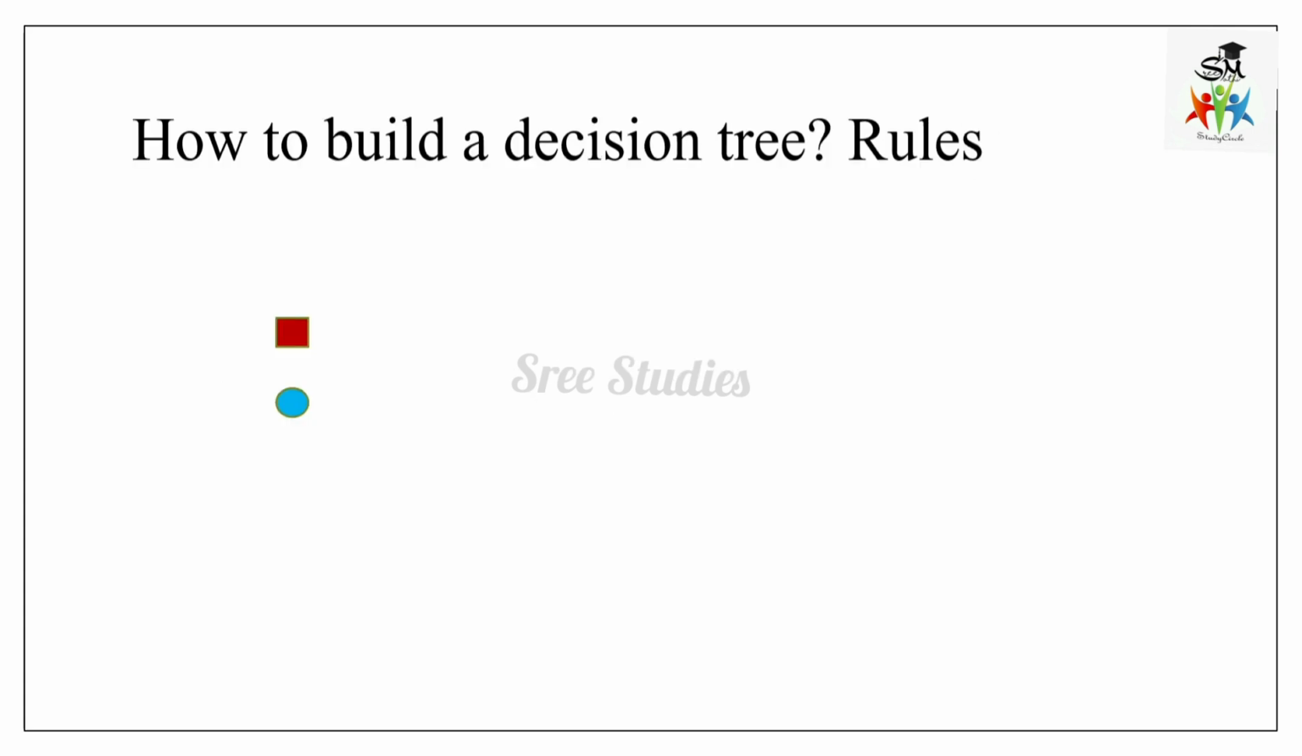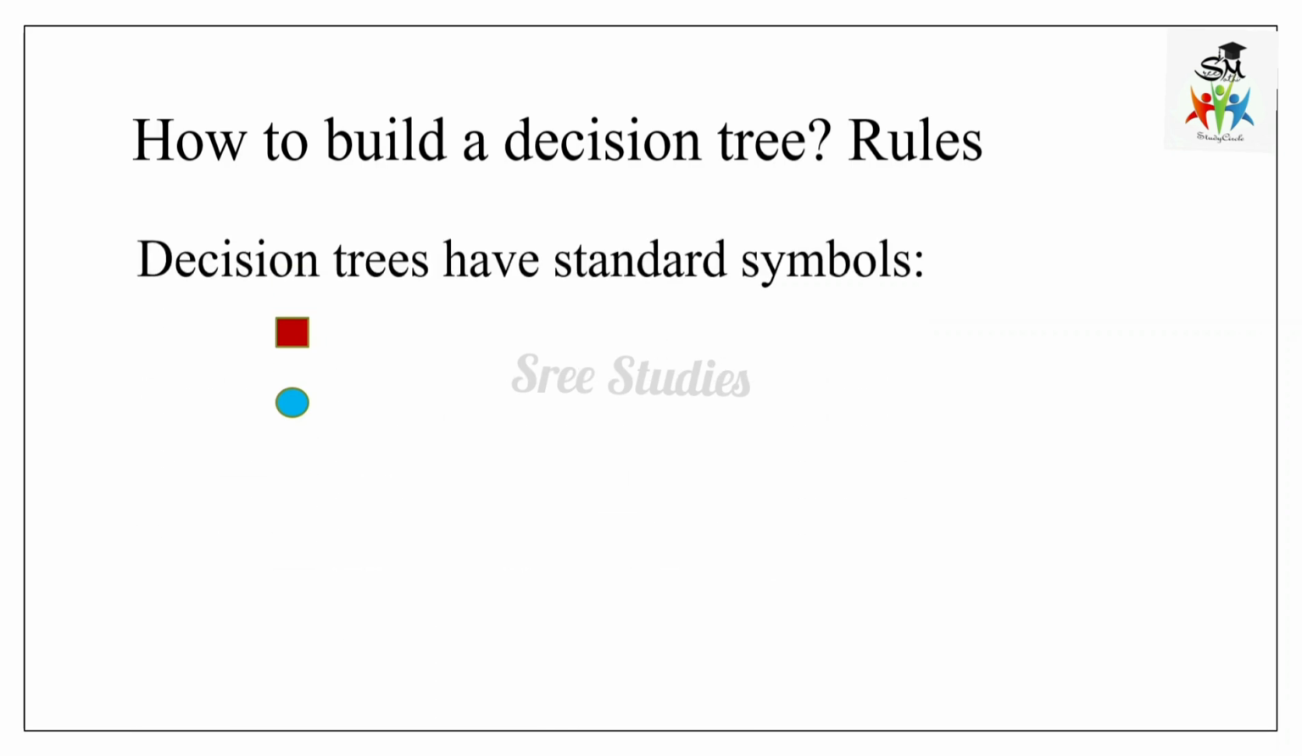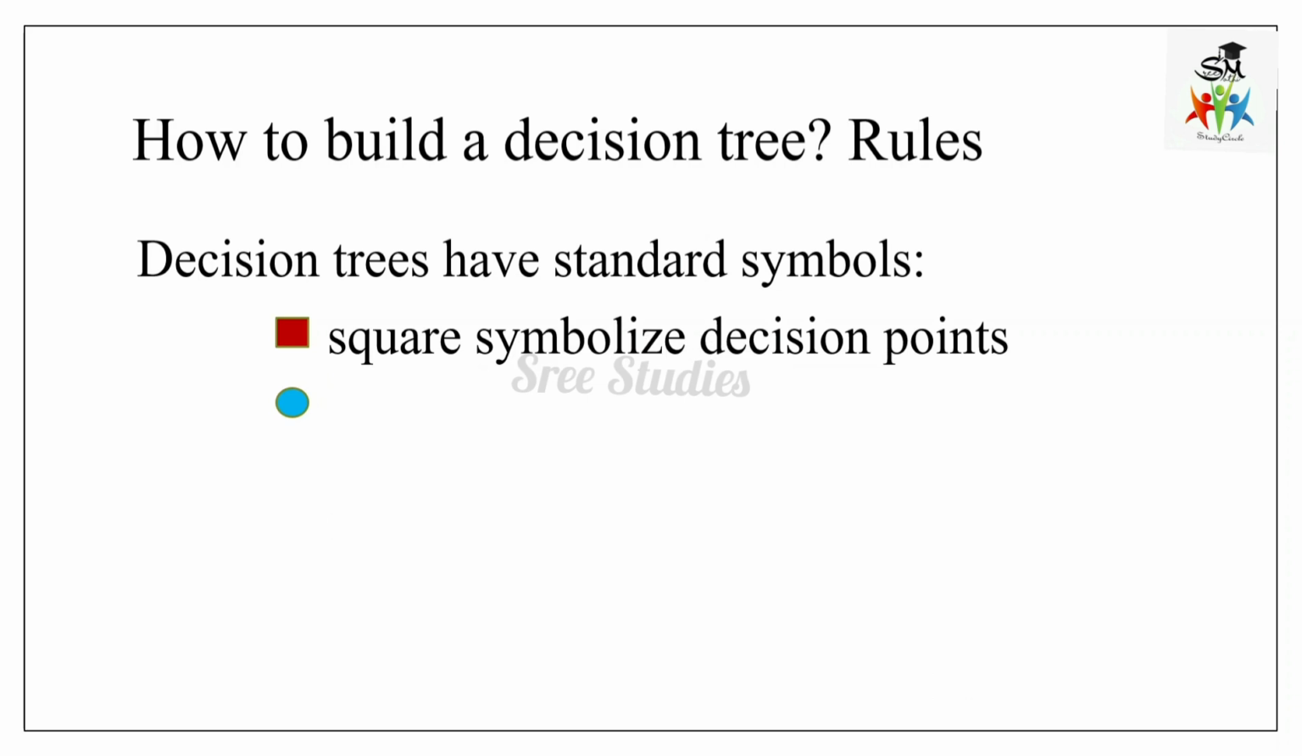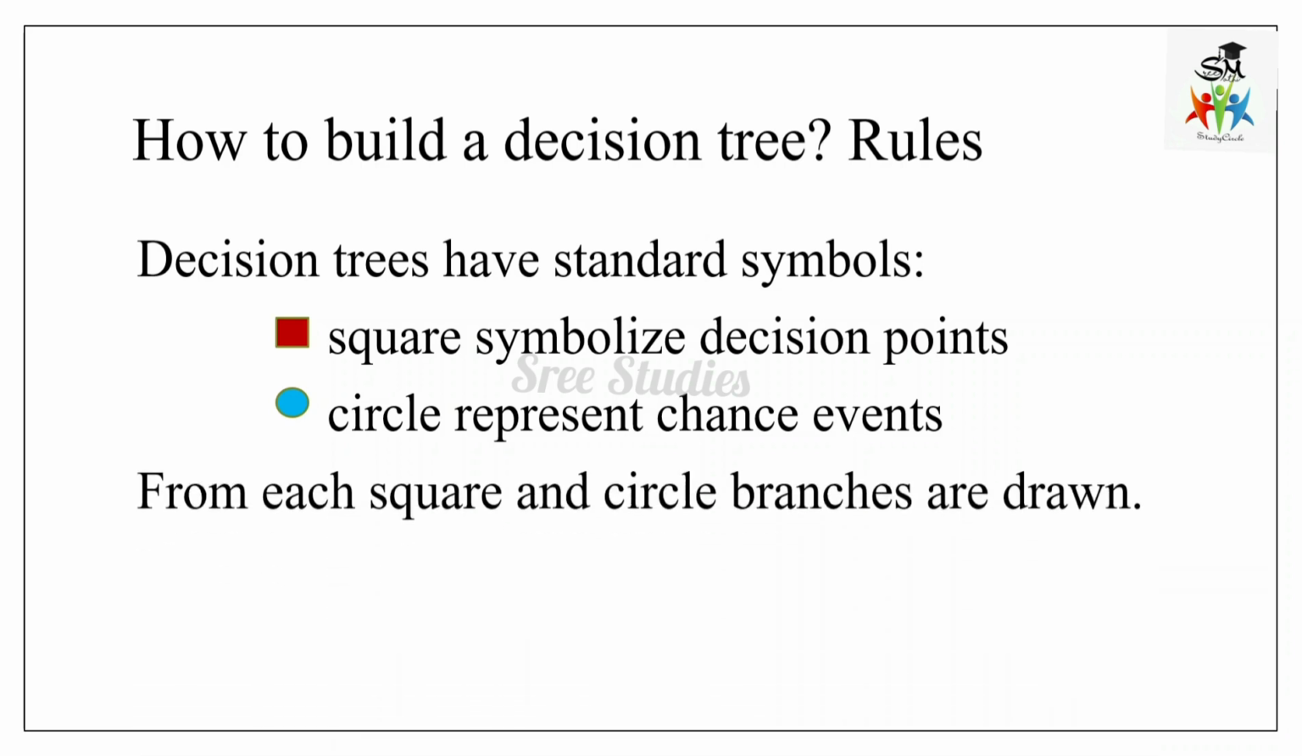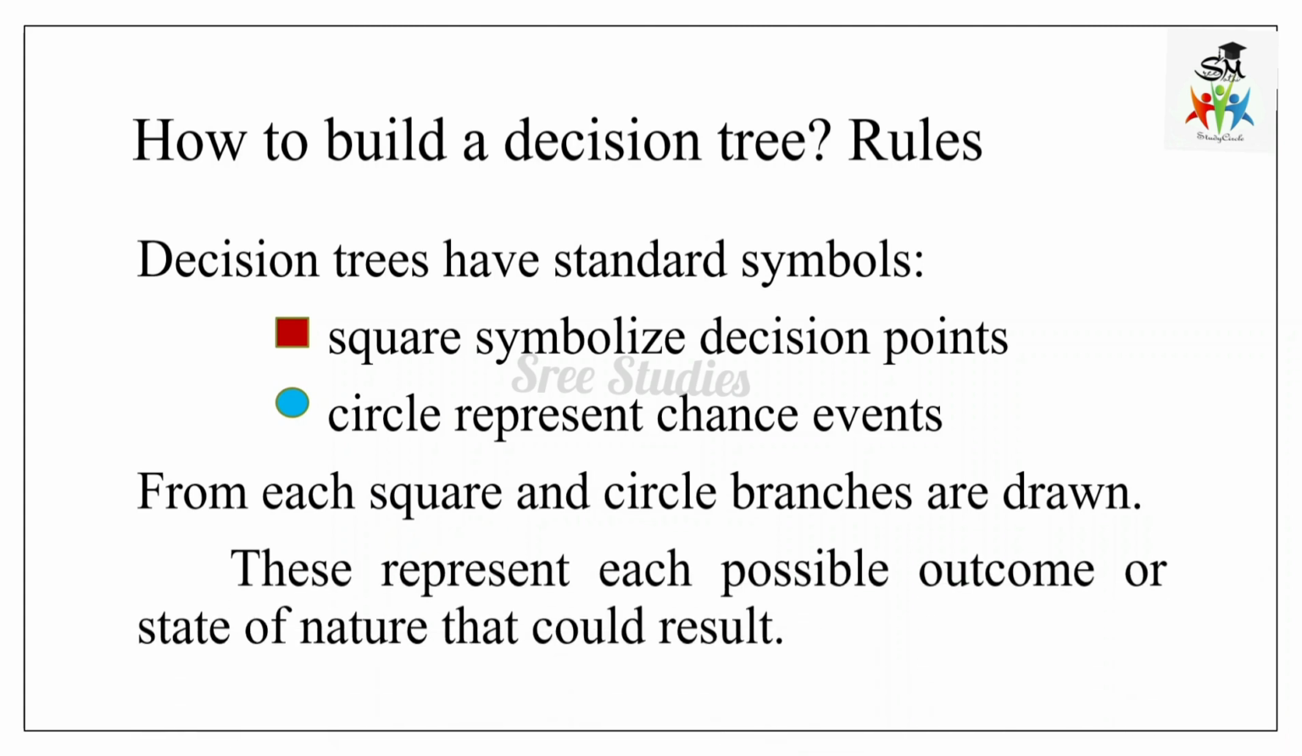So how to build your decision tree? Are there any rules? Yes, decision trees have standard symbols. The square symbolizes decision points where we have to take decisions, and the circle represents chance events, which can extend to future events and future chances. From each square and circle, branches are drawn. These represent each possible outcome and the state of nature that could result.